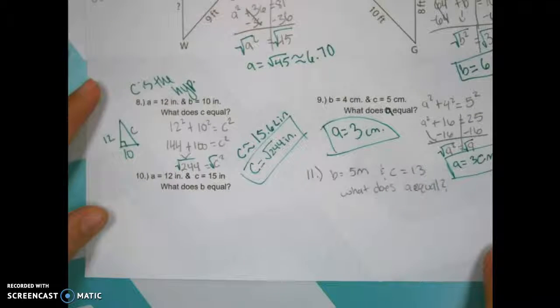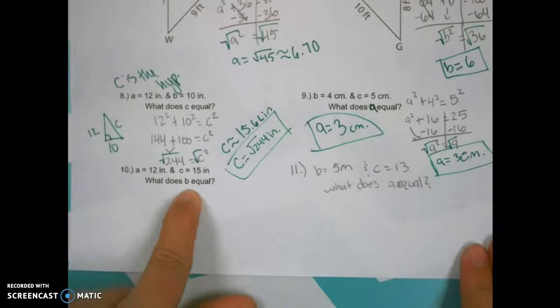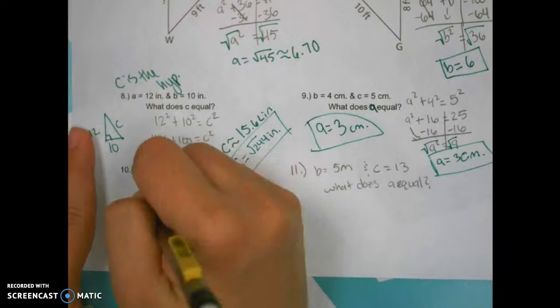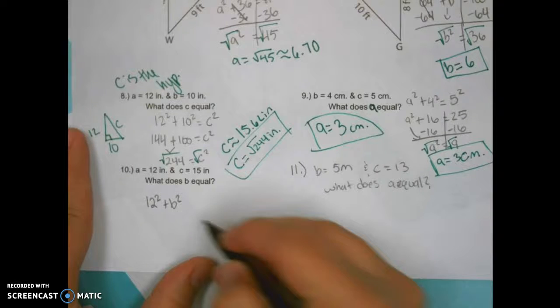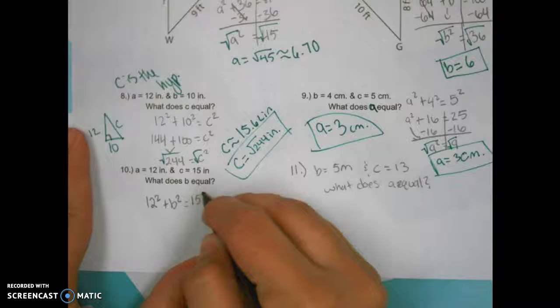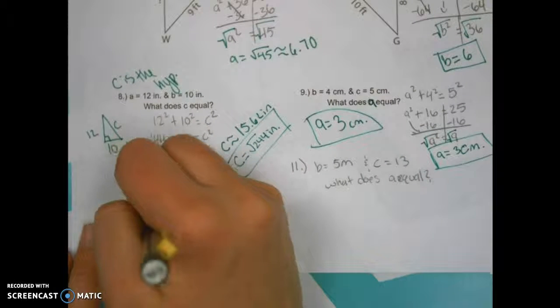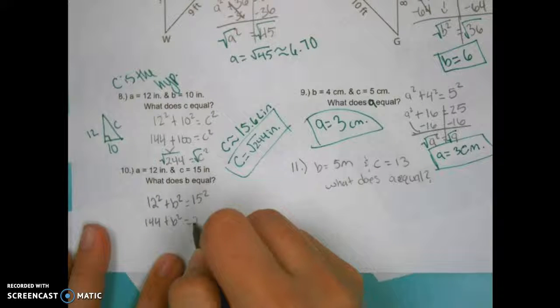For number 10, we are looking for b now. So I have my a and my c. So 12 squared plus my b squared will equal 15 squared, because it already tells me what each of them is. 12 squared is 144 plus b squared equals 225.